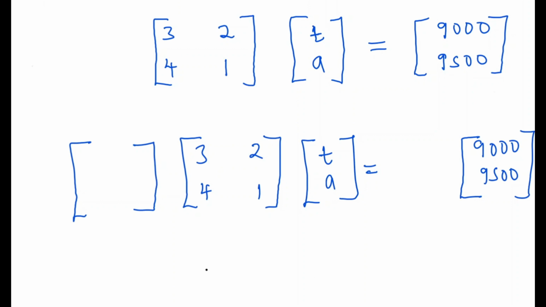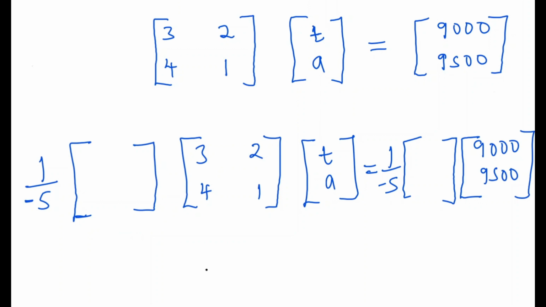What is the formula for inverse? The formula for inverse is 1 over determinant times the adjoint. How do we get the determinant? Leading diagonal minus trailing diagonal. 3 times 1 is 3, 2 times 4 is 8. 3 minus 8 is negative 5. So 1 over negative 5 here, 1 over negative 5 on the other side. Adjoint on this side. On the other side we shall also place enough space for an adjoint.